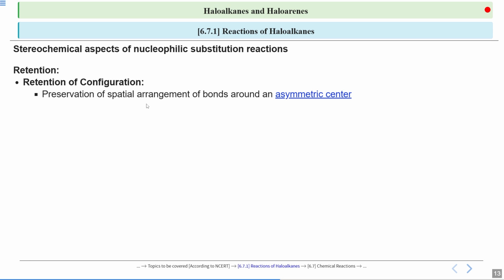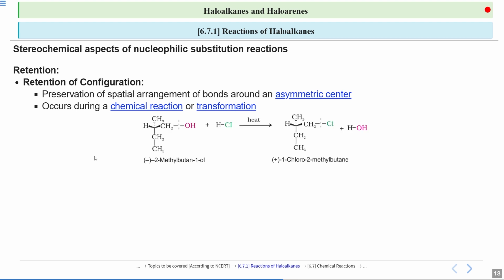So in a reaction, when the reaction is happening and around an asymmetric center, the spatial arrangement of bonds is preserved even after formation of products. That factor is known as retention or retention of configuration. You will understand it by looking at an example. This occurs during a chemical reaction or a chemical transformation. You can understand better through this reaction.